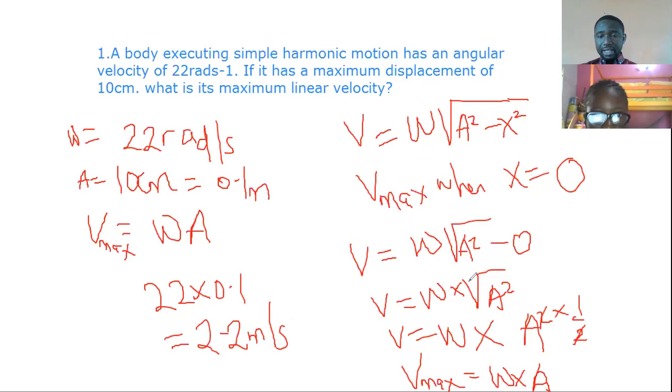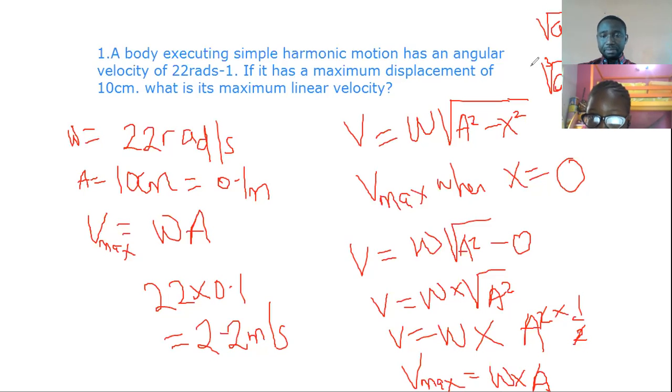Okay. In indices, this is exactly what happens. In indices, when you have the square root of A, it is the same thing as A raised to the power of 1 over 2. Just the same way when you have cube roots, the cube root of A is the same thing as A raised to the power of 1 over 3.